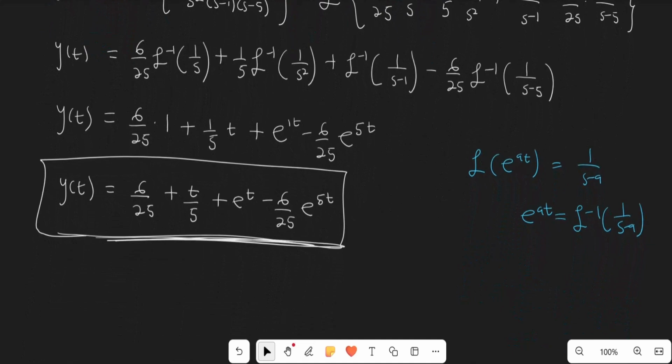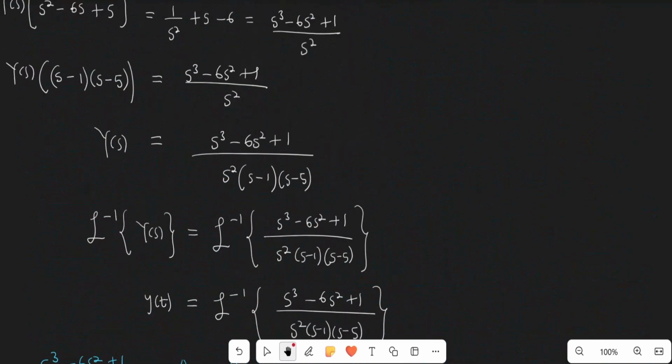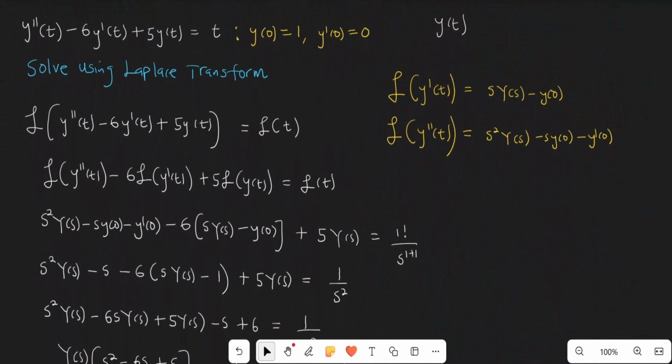You can verify it by differentiating this one twice. So when you differentiate it for the first time and the second time and you plug it back into our differential equation, you see that the left hand side is going to be equal to the right hand side. And that is by solving this one using the Laplace transform.